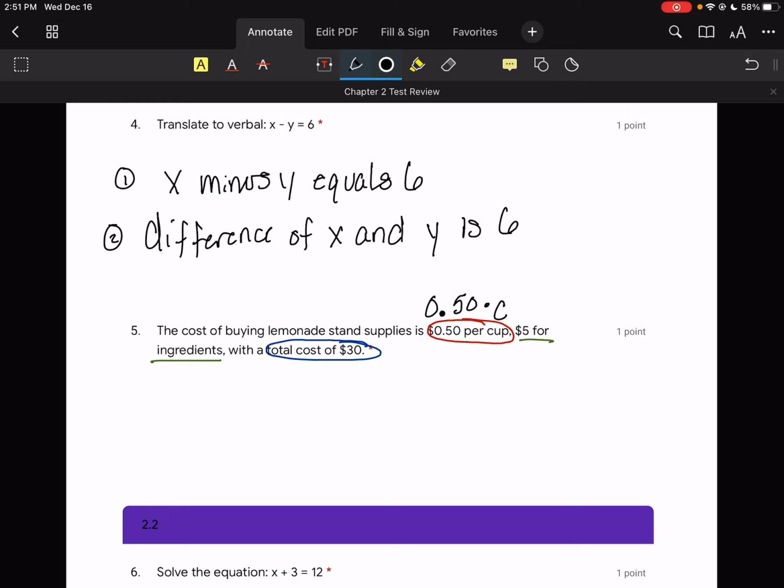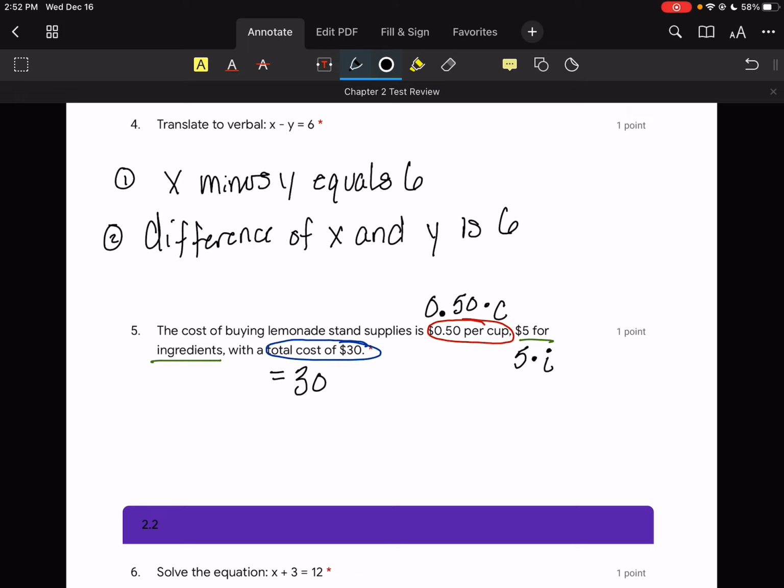If I have $5 per ingredient, that means $5 for my lemons, $5 for the sugar, everything like that. So every time I add one of those ingredients in my cart, I'm increasing by $5. So I'm going to have 5 times, I'm going to use I for ingredients. My total cost means that I'm spending, so when I go to the cash register, all of that stuff together is equal to that $30.